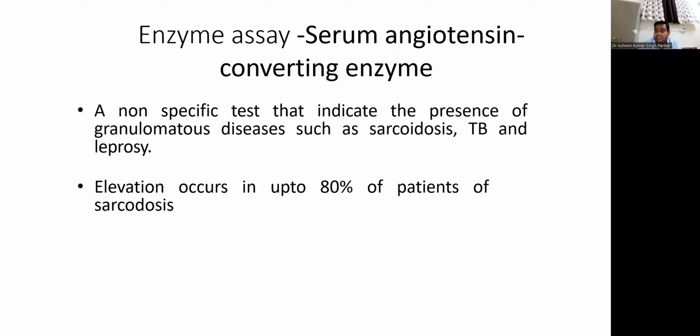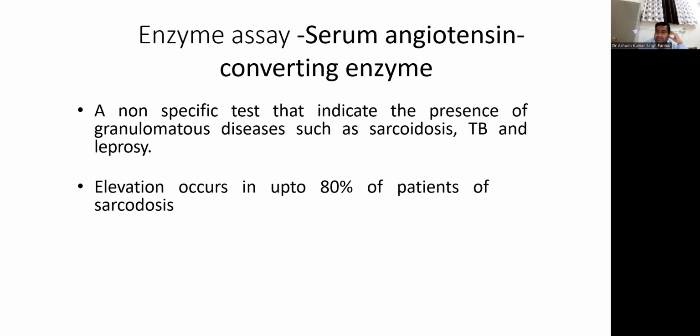Serum ACE levels, as I mentioned, can be elevated in many granulomatous conditions, especially TB, sarcoid, and leprosy. But it's quite significant. It's quite specific for sarcoidosis in more than 75 to 80% of cases. And if the patient has hypercalcemia along with an elevated serum ACE level, it's quite a significant diagnosis for sarcoidosis.